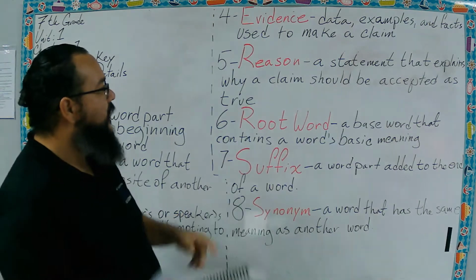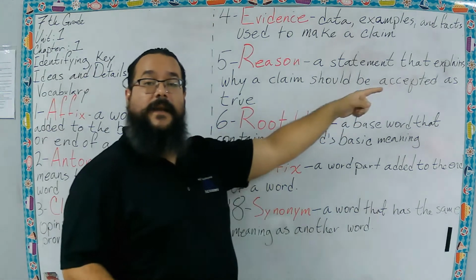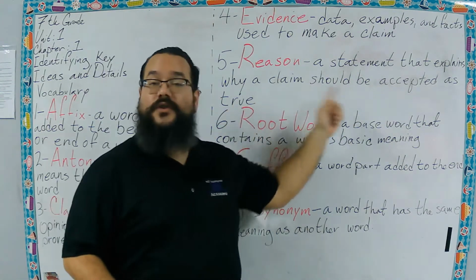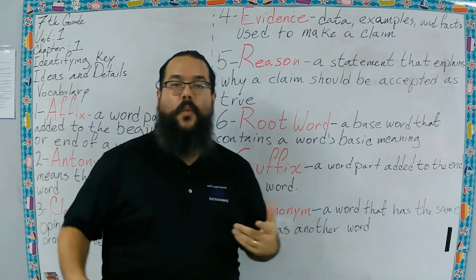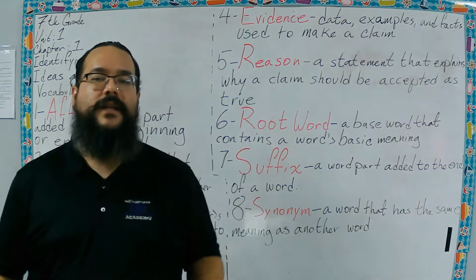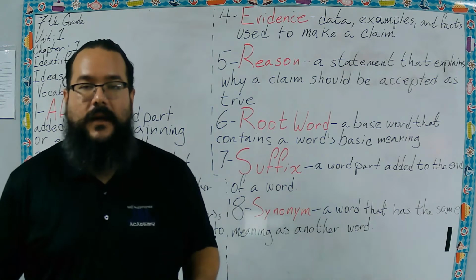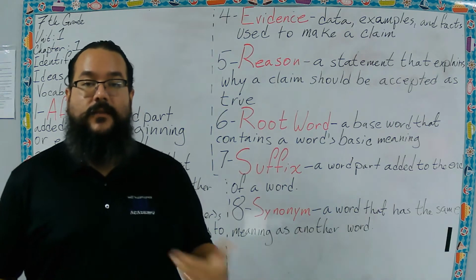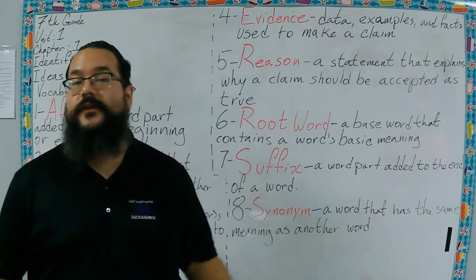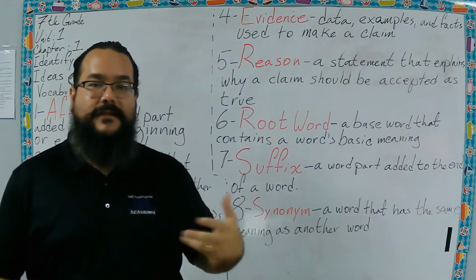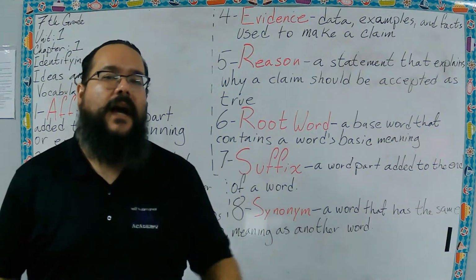Reason: a statement that explains why a claim should be accepted as true. Why are you saying this? What is your reason behind making the claim that you are making? Is it that you're trying to convince someone? You're telling them why you disagree with that person? That's the reason behind achieving something.